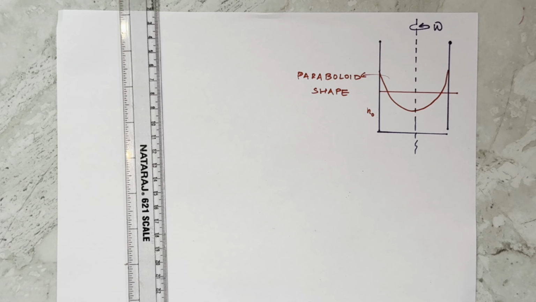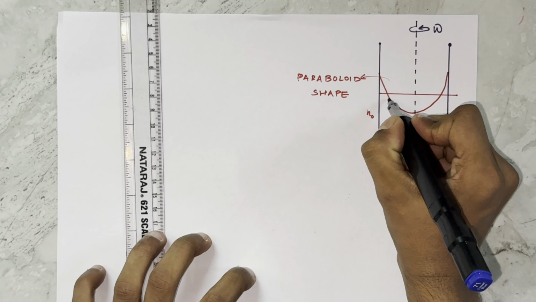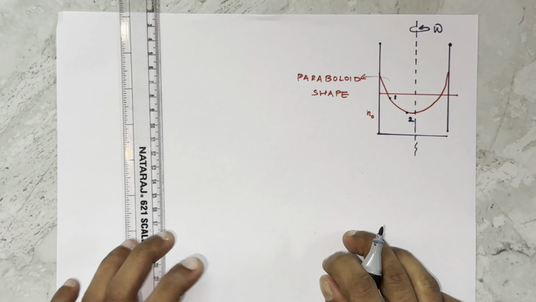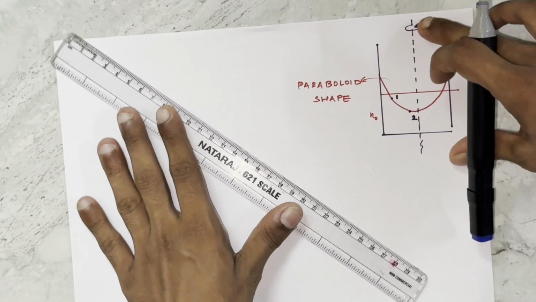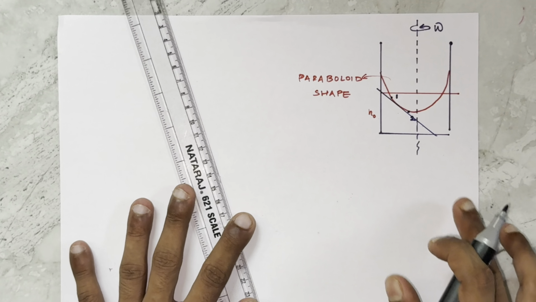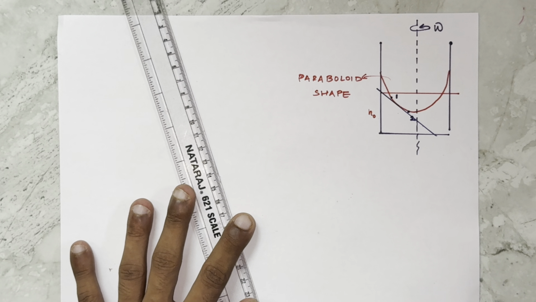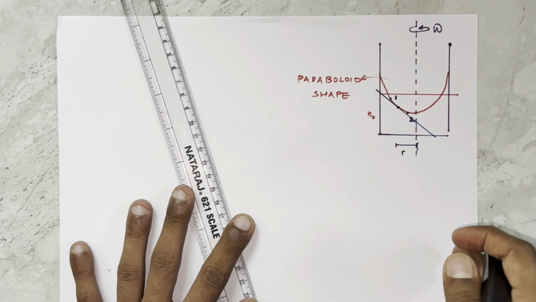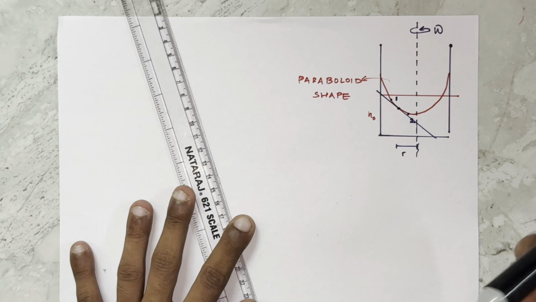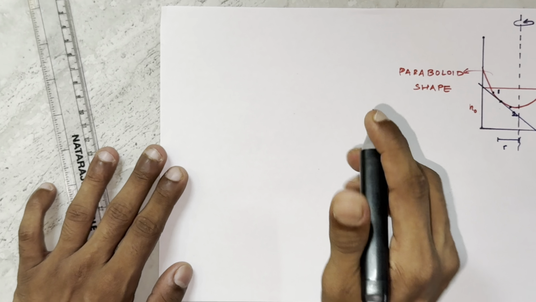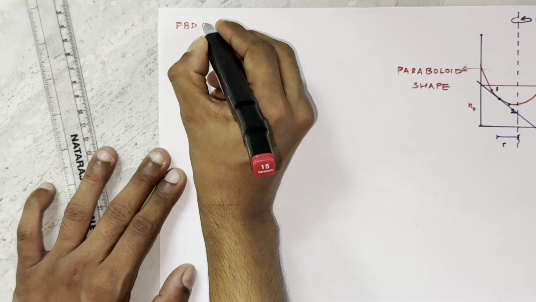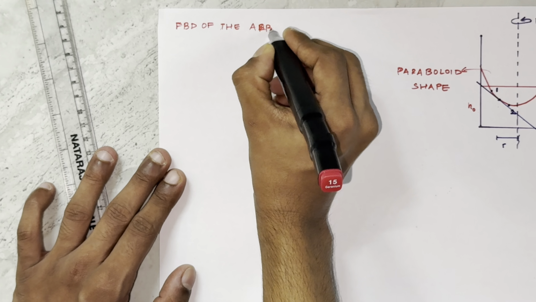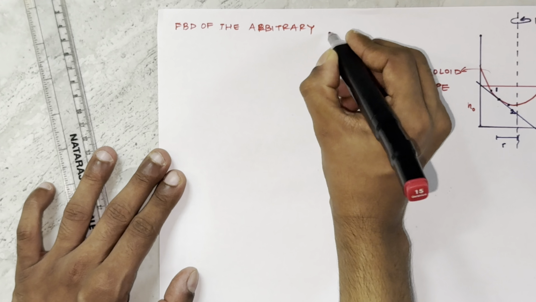What we will do is assume 2 points here. Let's say this is point 1 and this is point 2. If we put a tangent right over these points, so this is the tangent, and let's say this point is at a distance r from the center line, we want to look at the FBD of this arbitrary point.